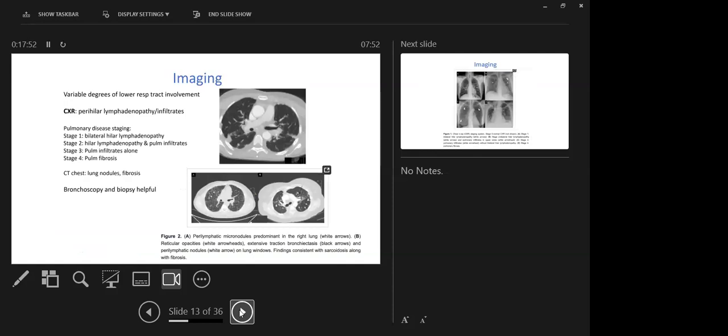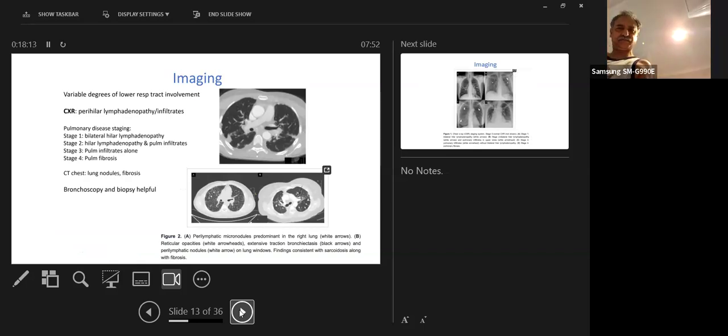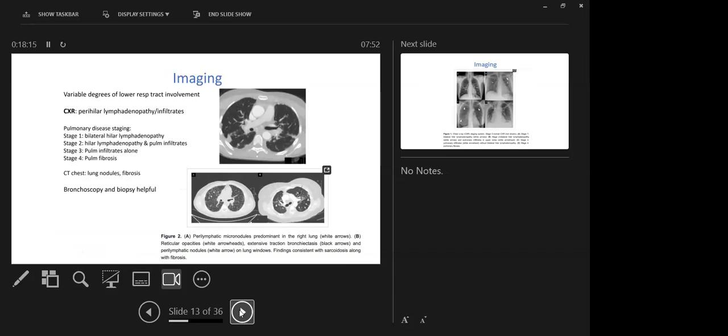When we look at imaging, as we mentioned before, you can get really variable degrees of lower respiratory tract involvement. If you did a chest X-ray, you may see perihilar lymphadenopathy or infiltrates, and this makes it a bit tricky because in our context where we have a lot of pulmonary TB, trying to distinguish that from sarcoid is not easy. As I mentioned, there's the disease staging for pulmonary sarcoid, which is different from the sinonasal.